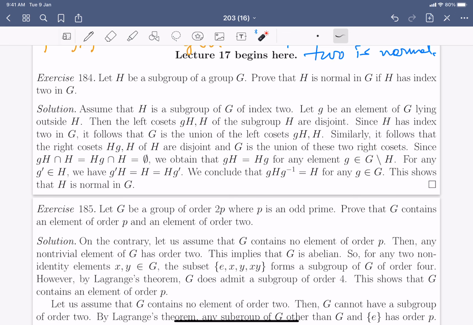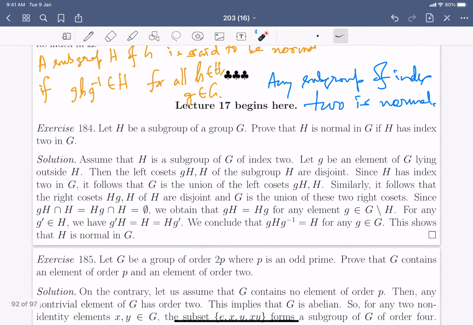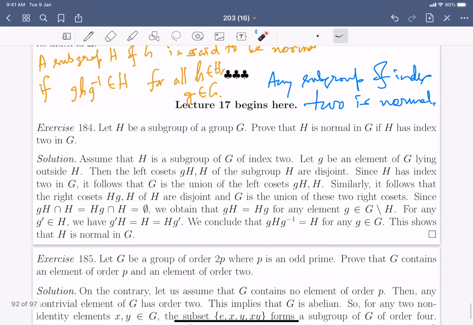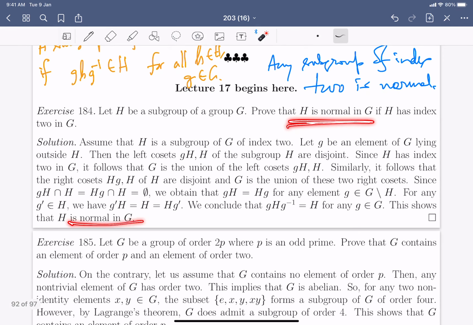Now if you take an element g prime from H, it follows that g prime H is H g prime, because both of them are equal to the subgroup H. So it follows that gH is equal to Hg for all g in G. This is precisely what we have been looking for. So the element g h g inverse lies inside H, for all h in H and for all g in G. This is what we have been looking for, and we have established that H is normal in G.